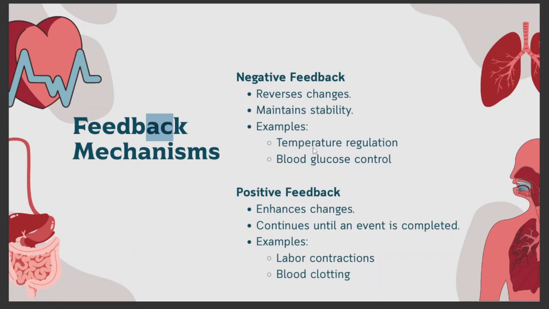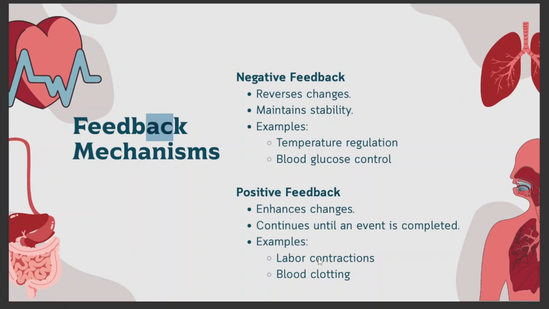An example is temperature regulation for the negative feedback, and blood glucose. When your temperature is high, your body will work to make sure that it returns back to the 36.5 to 37 range. The same goes with blood glucose control. Meanwhile, in positive feedback, instead of reversing it, it actually gives more effect to the stimulus.